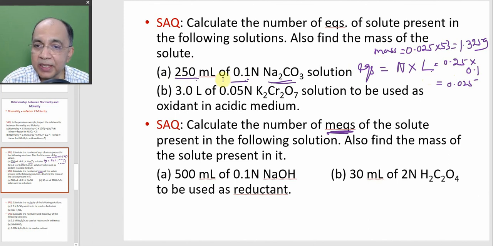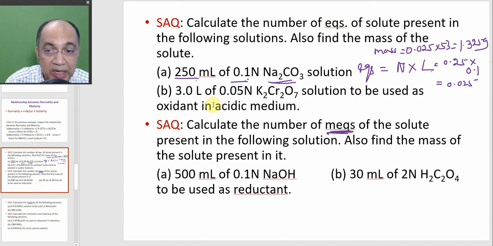Number of equivalents is 0.25 liters into 0.1. 0.25 into 0.1 is 0.025. And then mass, don't be confused, I have found out the mass above number of equivalents. It should be below that. So mass is equal to number of equivalents into equivalent mass of sodium carbonate, 106 by 2, 53. So it is coming 1.325 gram.